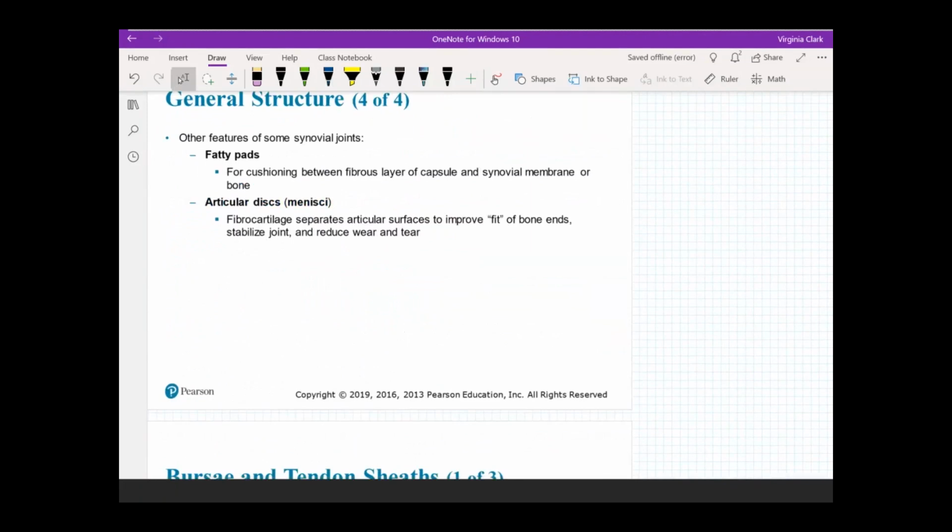Some other characteristics of synovial joints is that they will have fatty pads, depending on the movement needed in each joint. There may be additional cushioning made up of a layer of fat in order to not have increased friction or tension. And then some joints are going to have an articular disc or a meniscus, and essentially these help the rough edges of one bone fit better with the rough edges of another bone, and give them a better surface so it fits the bone ends better.